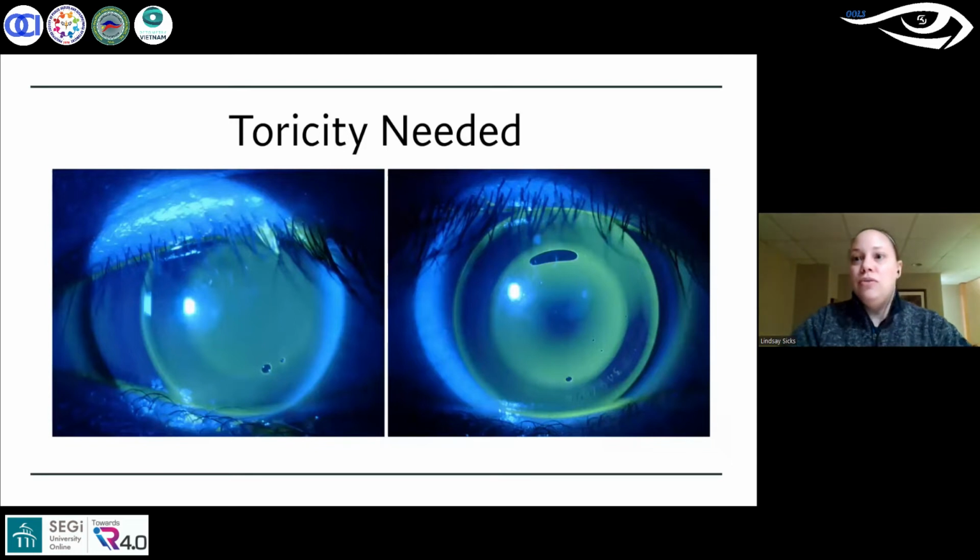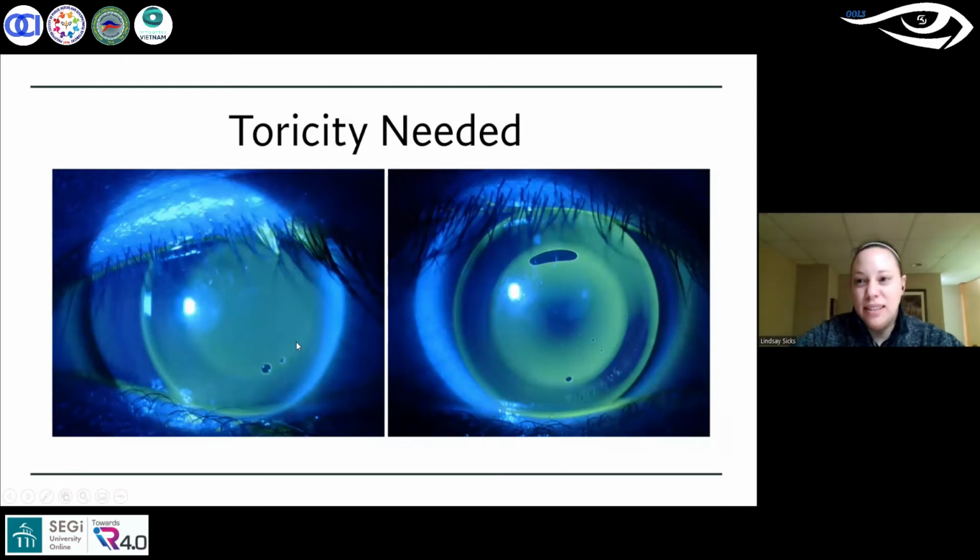So how can you determine if you made an error? Here's my example of my error. This is a patient that I fit with a spherical lens design. I think it's two separate patients actually. But there are two ways you can tell that toricity is needed.